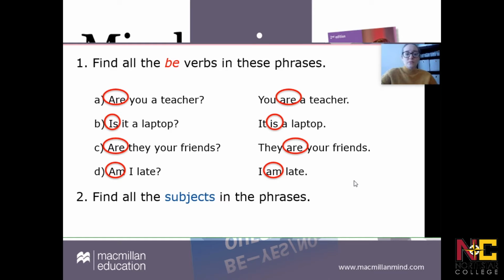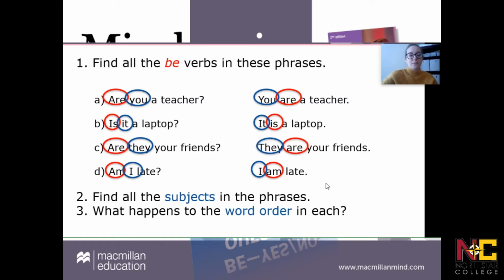So number two, find all the subjects in the phrases. That's circled in blue. You, it, they, I. Number three, what happens to the word order in each? Like I said, it's switched. You change it to the opposite.